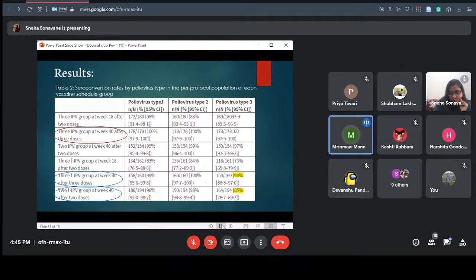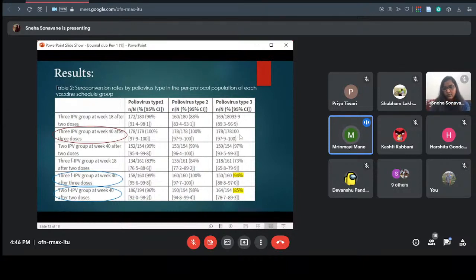Okay, so this table shows the seroconversion rates at the end of the trial, that is at the end of 40 weeks. So once again, I'll explain what seroconversion rate is. Seroconversion rate represents the total proportion of each group that changed from seronegative to seropositive. So as you all can see, the 3 IPV group, which is marked with red circle, shows 100% seropositivity for all 3 poliovirus types, which means all the infants in this group showed seroconversion at the end of the trial for all 3 polioviruses.